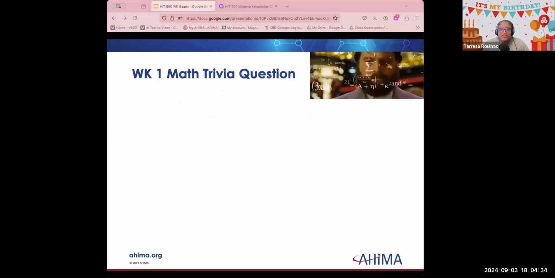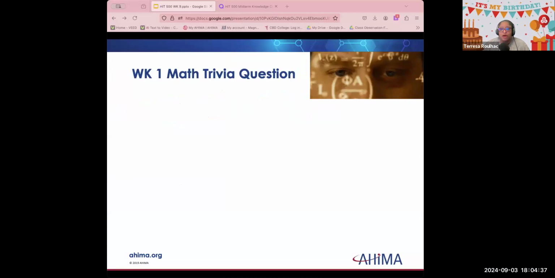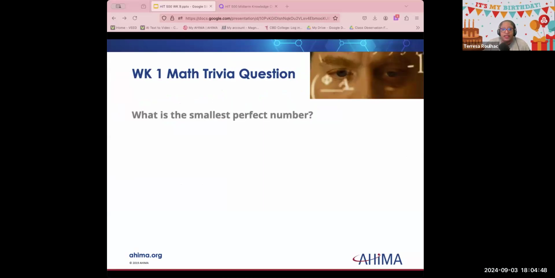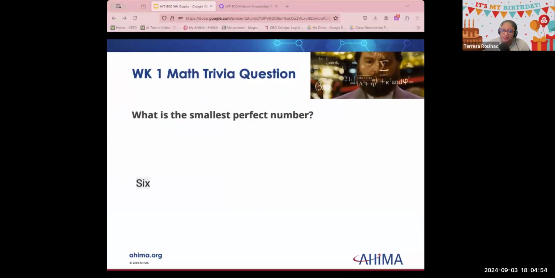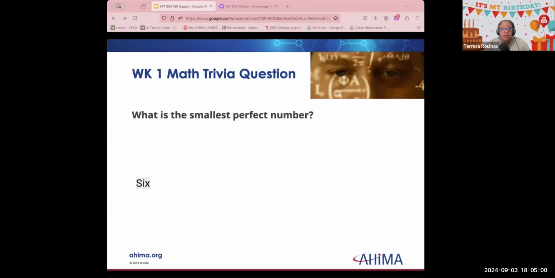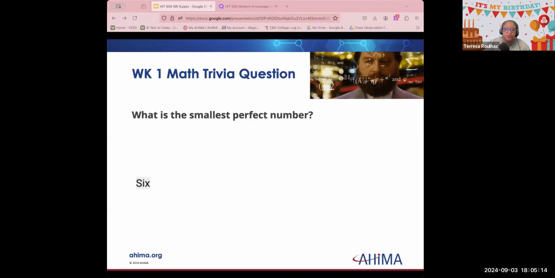For our trivia, what is the smallest perfect number? We've been doing a lot of different trivias and finding nuances in math. Well, the smallest perfect number is 6. A perfect number is one where all its divisors, except for itself, sum up to the number itself. For example, with 6, the divisors are 1, 2, and 3. Adding them together equals 6, making it a perfect number. It's the smallest such number.